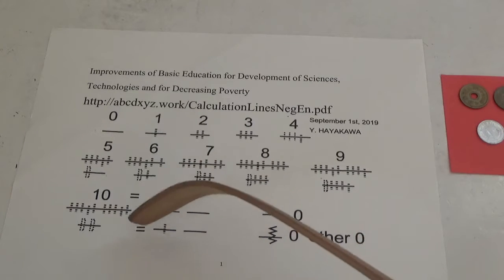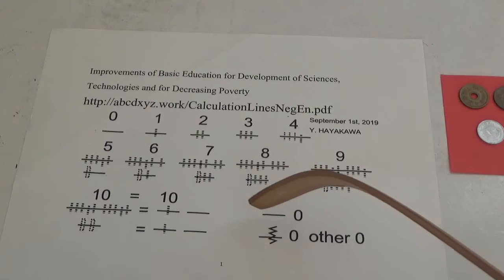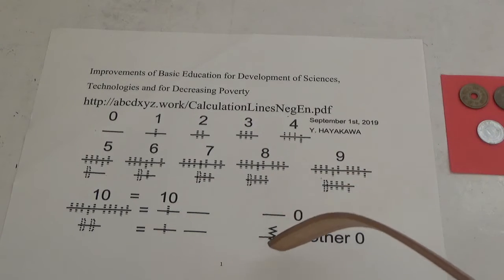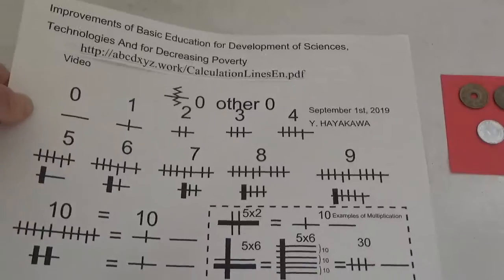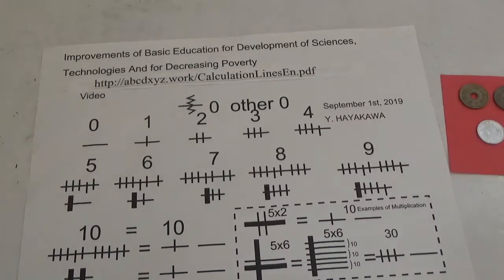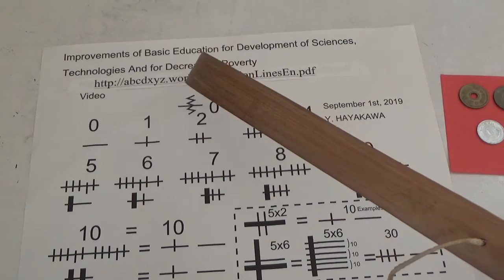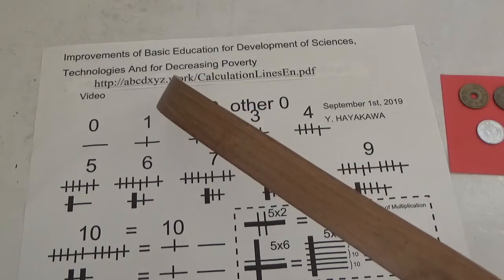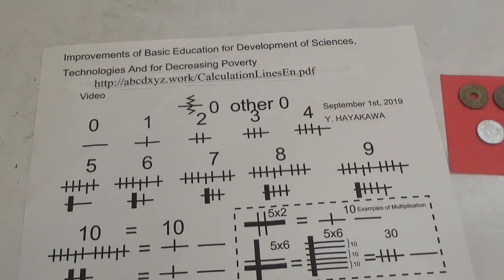Minus 10 is also shown here, and this is 0, and another form of 0 is here. Sorry, I have not explained in the previous picture. This is 0, and this is also written as a jagged line, vertical line, and horizontal line.